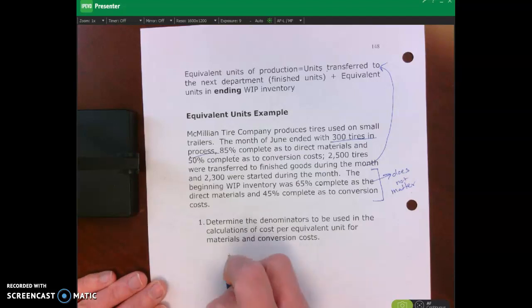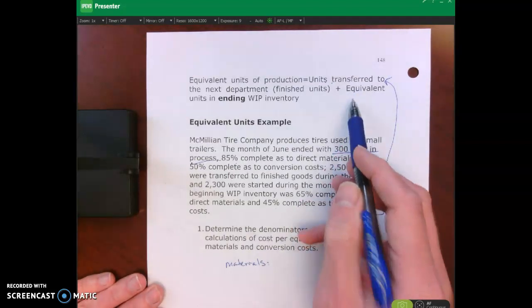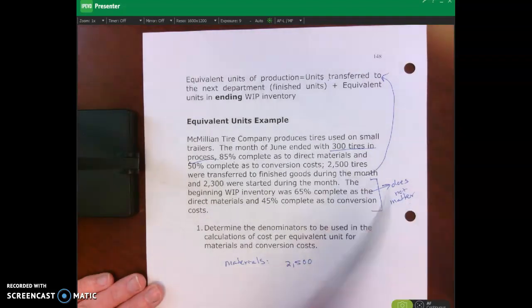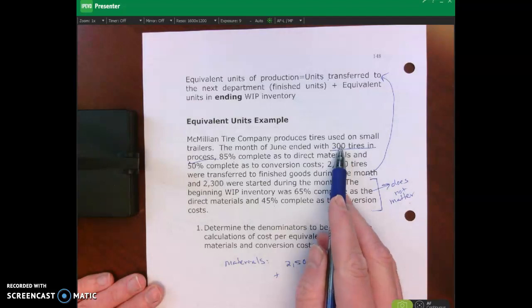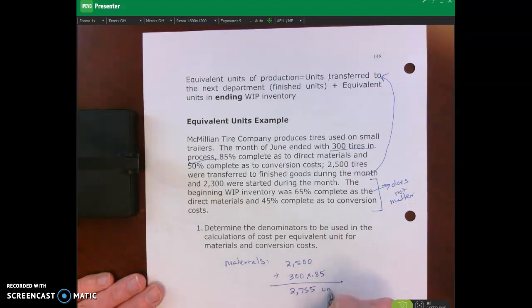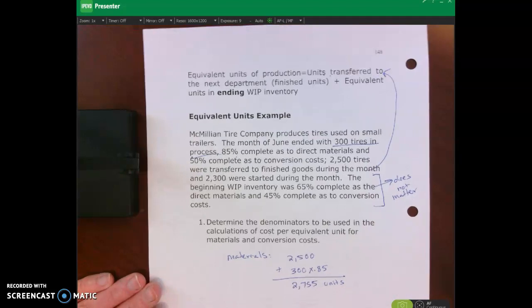So let's look at materials first. If we look at the formula up here, we say units transferred plus equivalent full units in ending WIP. We had 2,500 units that were completed. When they're completed, they're transferred, and when they've been transferred, they're complete. Plus our 300 tires in ending WIP times our percent complete. They are 85% complete with respect to materials. And so what this gives us is 2,755 units, which would be our denominator for calculating our average cost per unit.